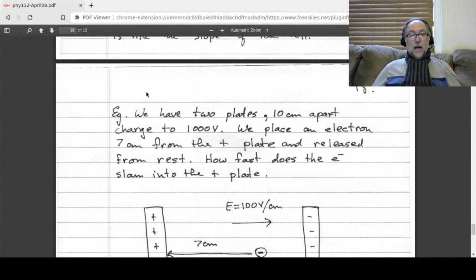Okay, so let's do a problem, because we can do a problem now with this information. We have these two plates. They're 10 centimeters apart, and we charge them to 1,000 volts. Okay, and we place an electron 7 centimeters from the positive plate and release it from rest. Okay, so we have this electron. We place it into the electric field, and we release it from rest. Okay, and it's 7 centimeters from the positive plate.